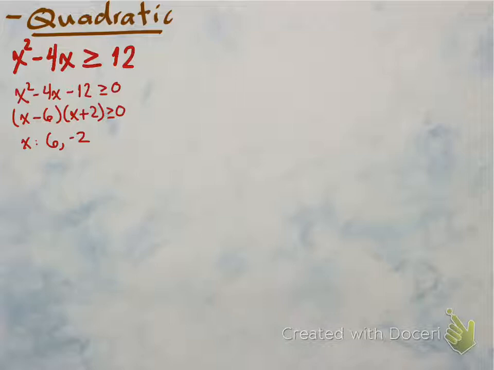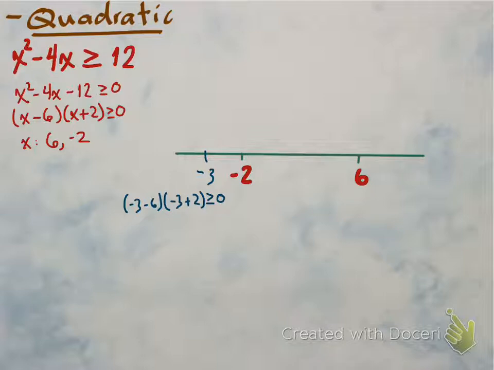The next step, as you may recall, is to put those numbers on a number line. I take negative 2 and 6, and I'm going to test values in between. So first, I'll test some numbers less than negative 2, such as negative 3. And it's an interesting fact that whatever is true for negative 3 is true for every number less than negative 2. So I'm just picking negative 3 because it's easy.